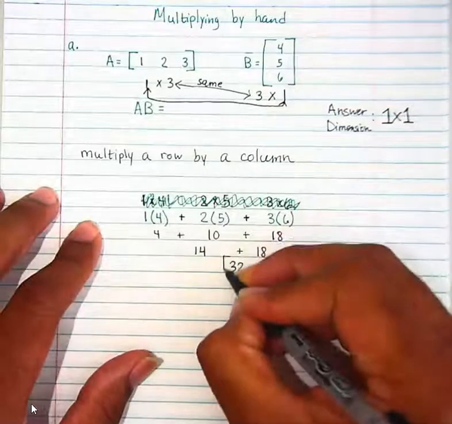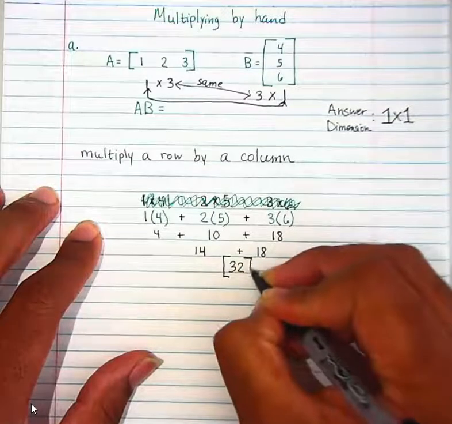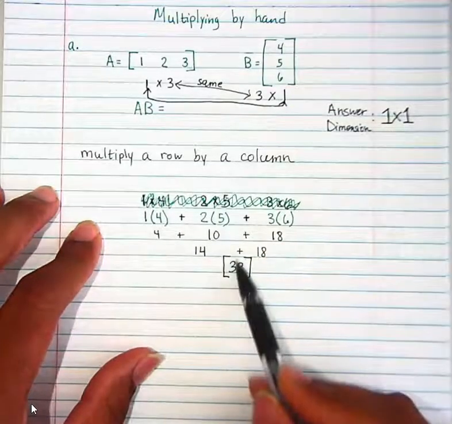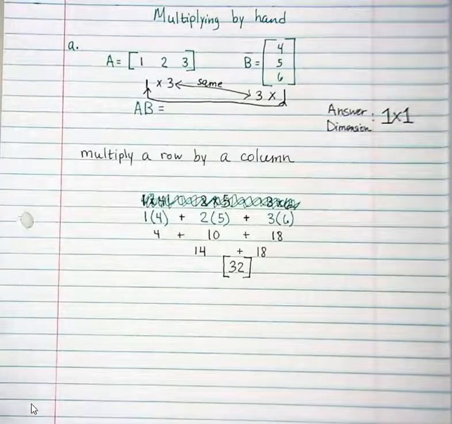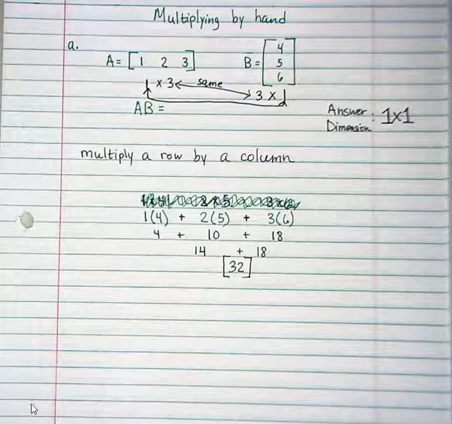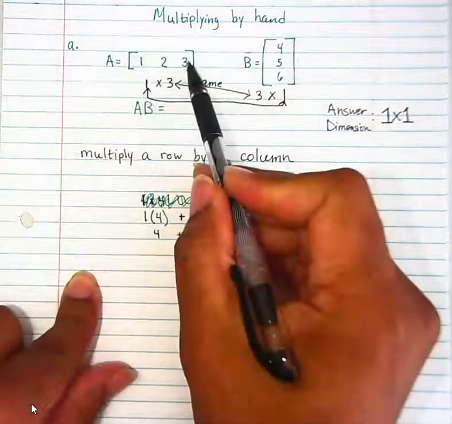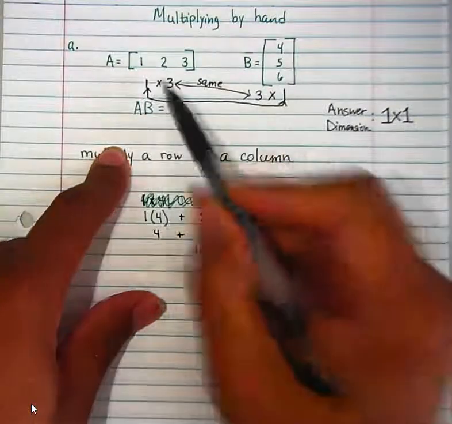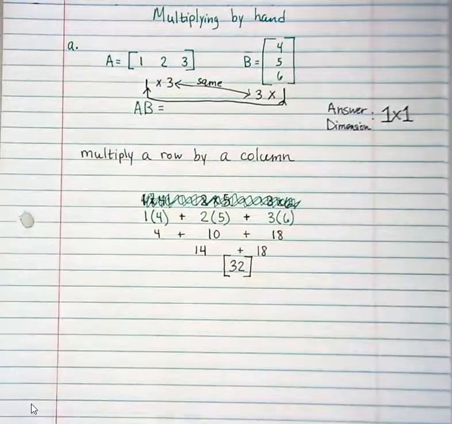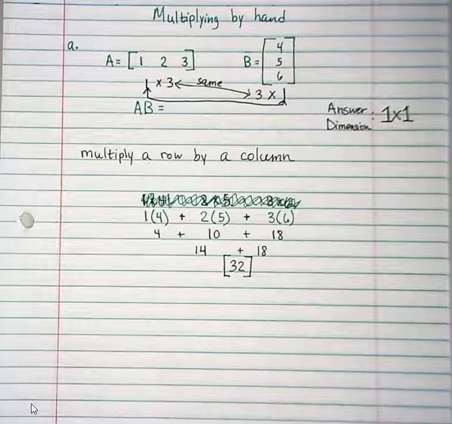So our matrix is just going to be a 1 by 1. So it's 1 row, 1 column. And the answer is just 32. Okay, so again, we take a row, multiply it by a column. Row times a column. All right, so that was an easy one. That was pretty easy there.